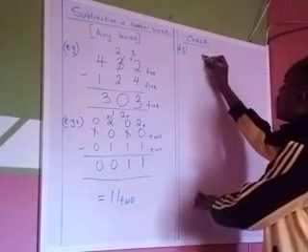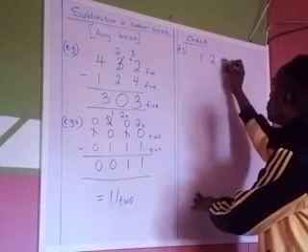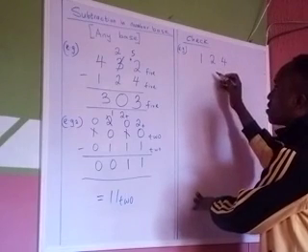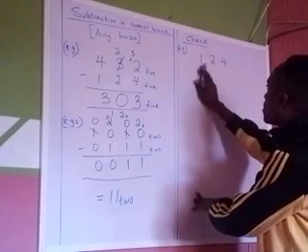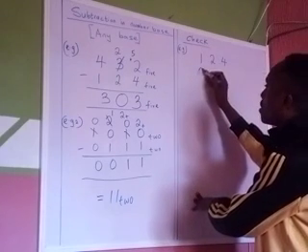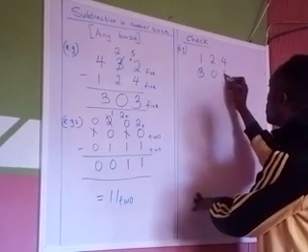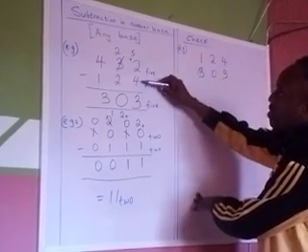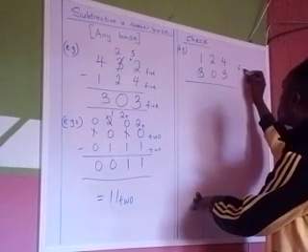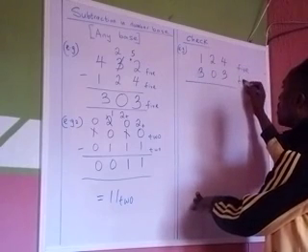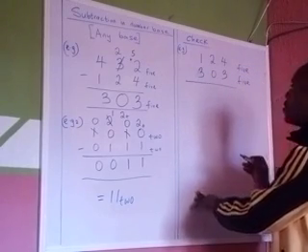So let's see. 1, 2, 4 plus 3, 0, 3. I'm going to add my answer with this to get what I have on top. And don't forget, I'm in base 5. Base 5. So now let's add it.